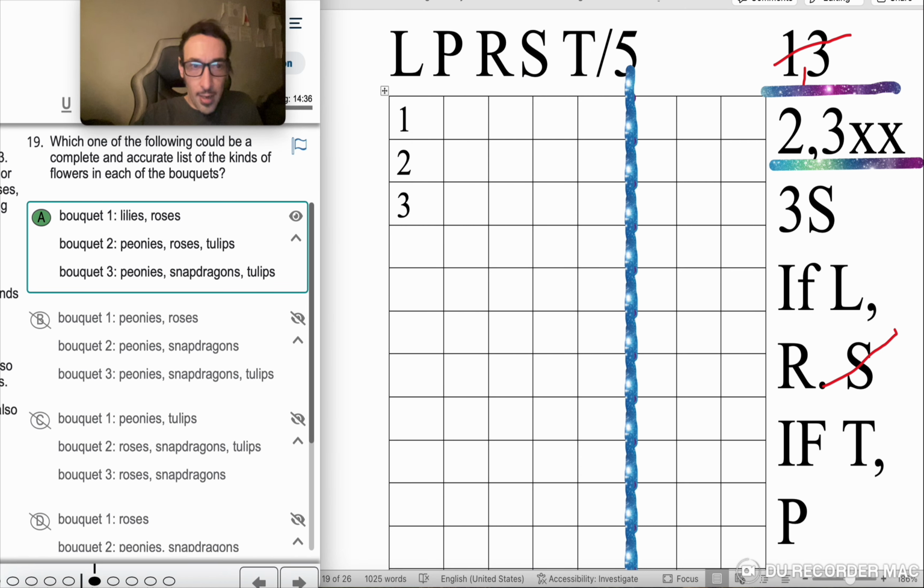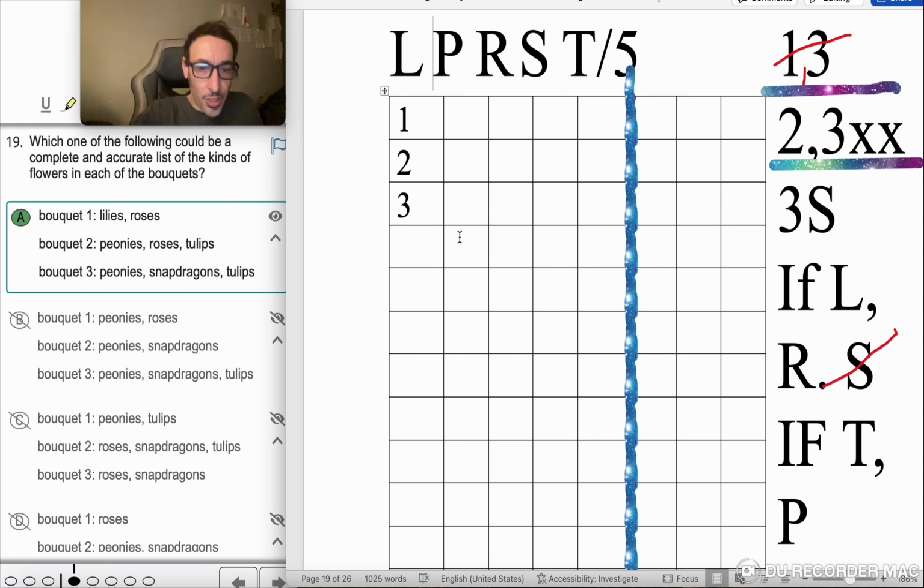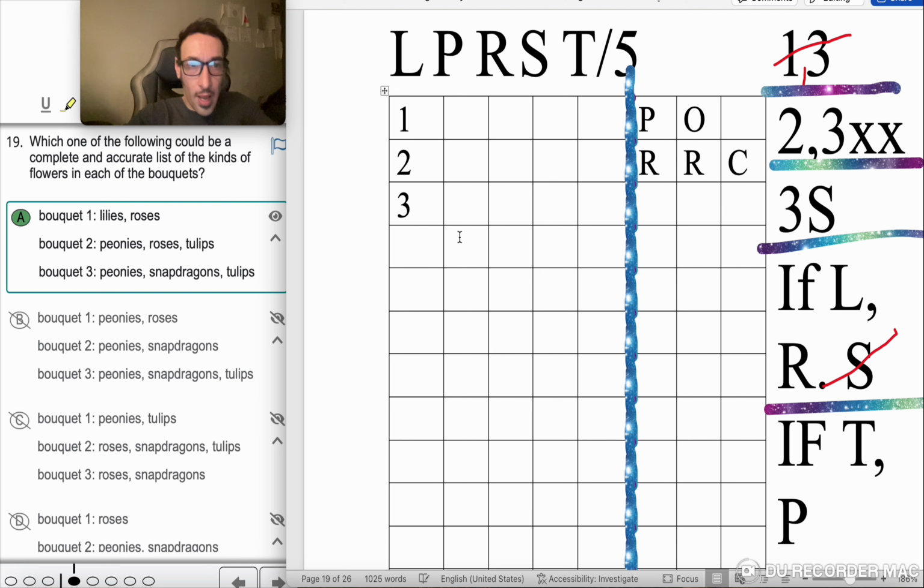And the answer is going to be A, with L, R in bouquet 1, and bouquet 2 is going to have P, R, T, and bouquet 3 is going to have P, S, T. So hopefully you remember the two methods that I'm showing you: process of elimination, POE, a way to get to the final answer, and also, once you get to the final answer, rules, regulations, and conditions. Basically all the conditions here need to apply to that one.